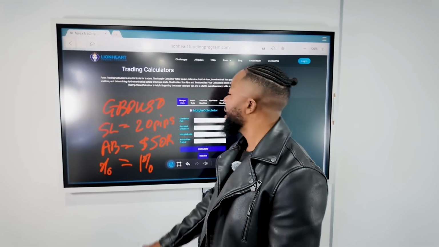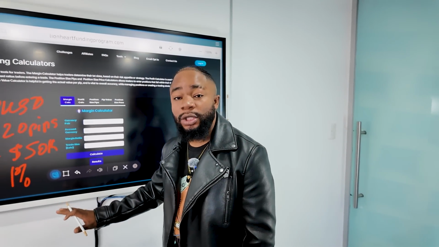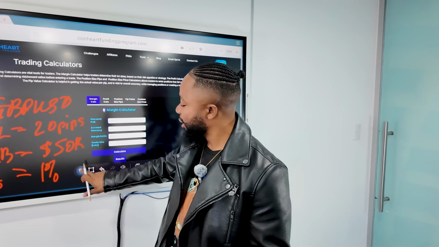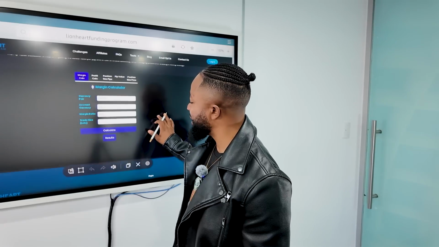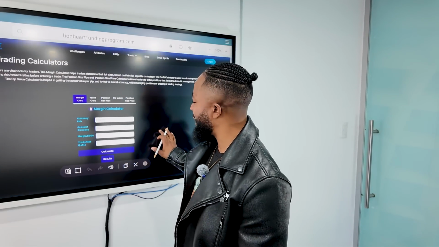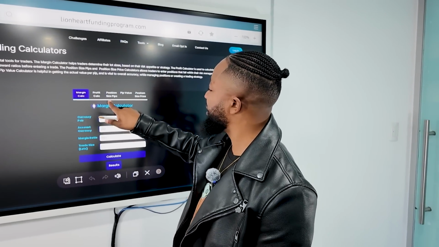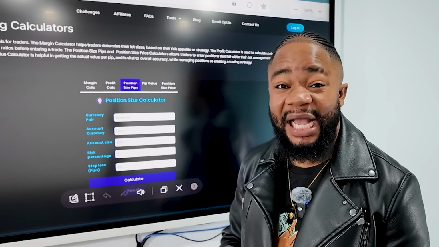That's the tricky part, and that's when this particular calculator will come in to help you do that. So let's use this example to fill in here, and you'll see you can easily get the lot size directly here. So we come here, and you just click on position size in pips.